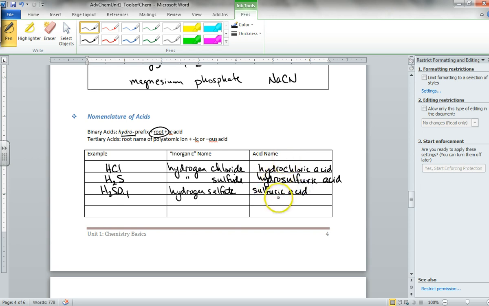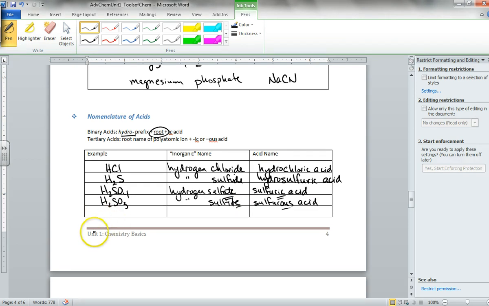The reason why it has an IC ending is because this is the sulfate ion. If we had H2SO3, which would be hydrogen sulfite, this time we change the ending to OUS, so this is sulfurous acid. So ITE endings result in an OUS ending.